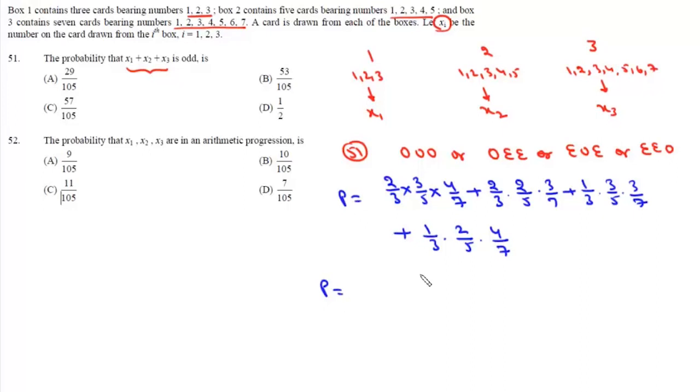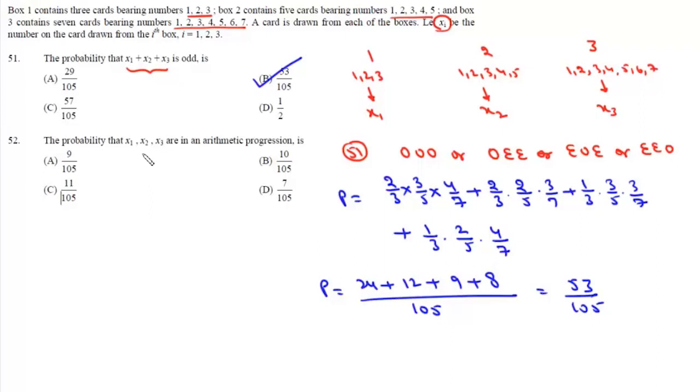Now this probability will be 24 plus 12 plus 9 plus 8 divided by 105. Now this is 20, 44. 44 plus 9 is 53. So this probability will be 53 upon 105, and that's your option B.